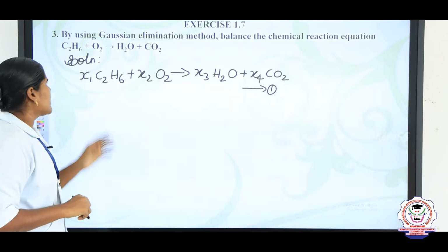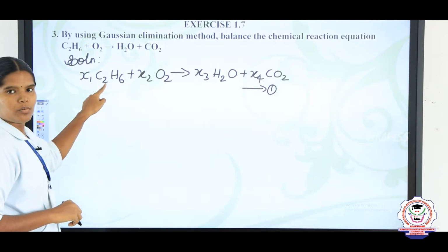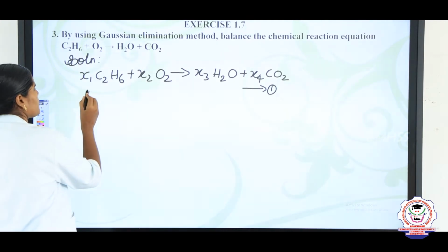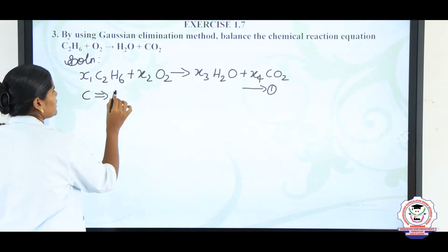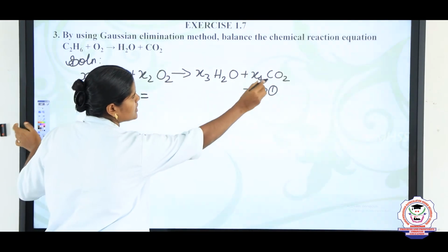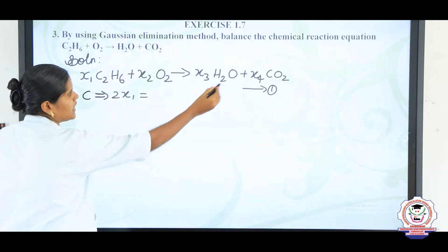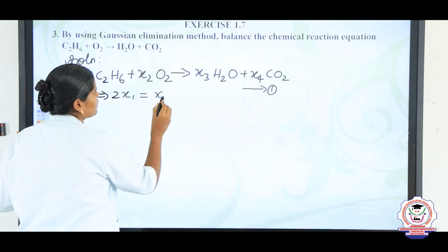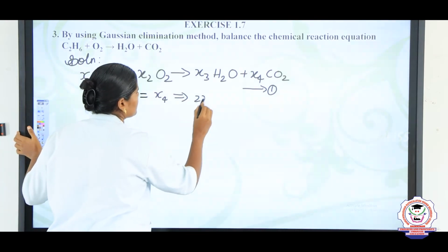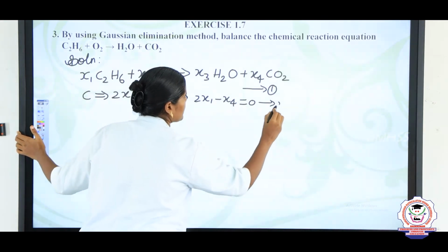Now count the number of carbon atoms in this equation. In the first term it is 2 carbon with the variable x1. So from the carbon atom we get the equation 2x1 equal to, in the last term it contains 1 carbon with the integer x4, so x4. From this equation we get 2x1 minus x4 equal to 0. This is equation number 2.